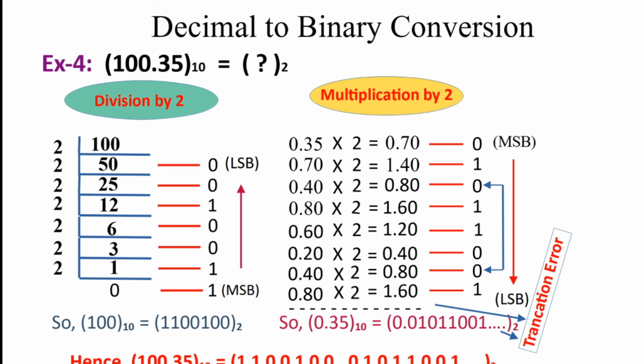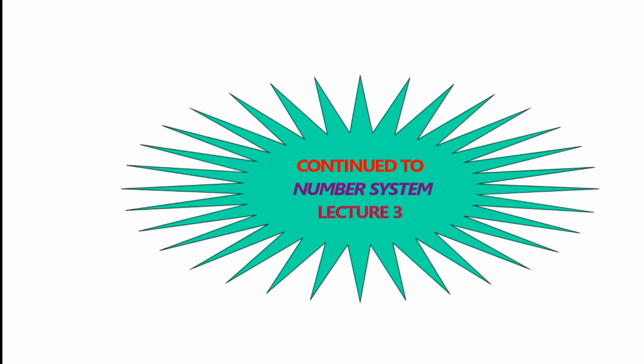This is in brief about the decimal to binary conversion. For more details, we have to continue to number system lecture 3.